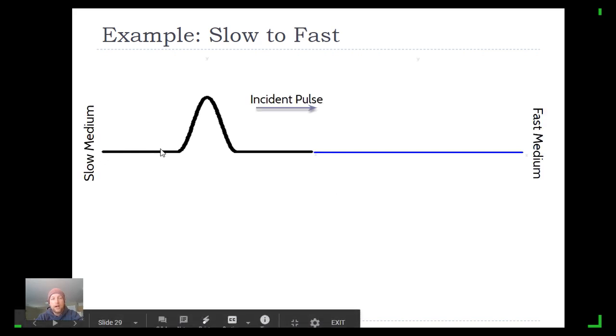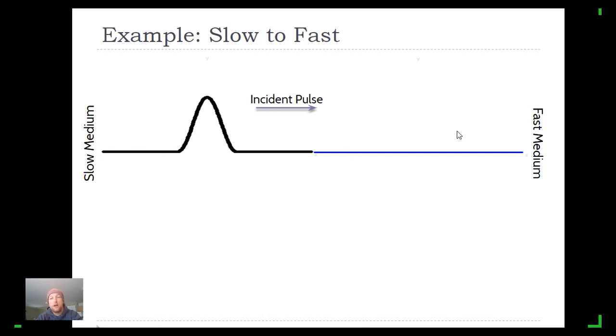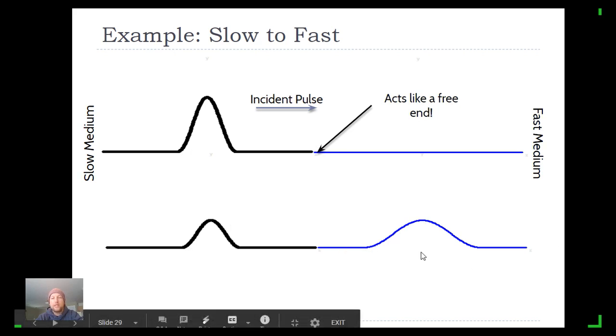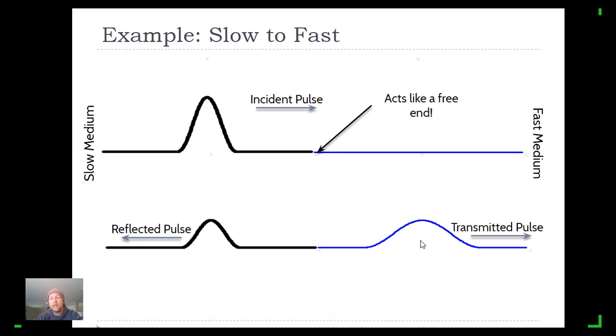So right off the bat here, we have a high density slow medium running into a fast medium with a low density. Here's the incident pulse. This is going to act as a loose end right over here, as a free end, so that as it travels on, it's going to continue past. And as you can see here, the wavelength increases in length.